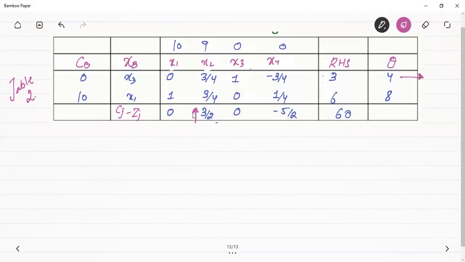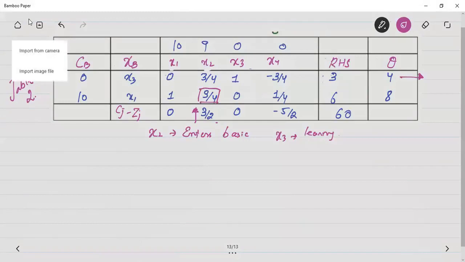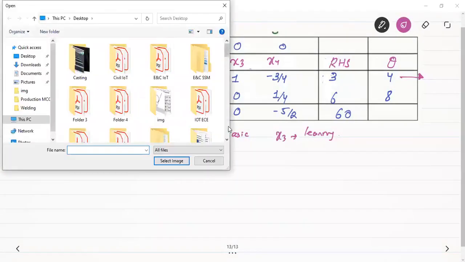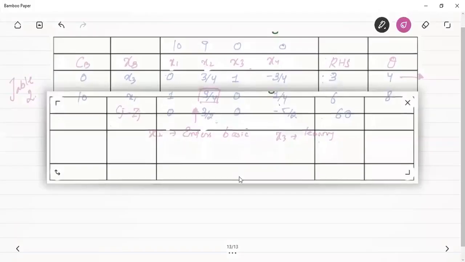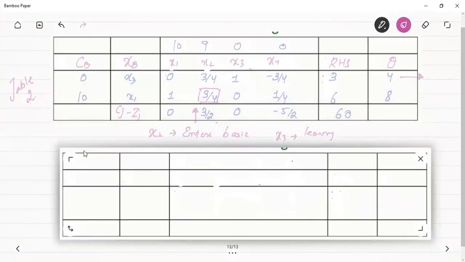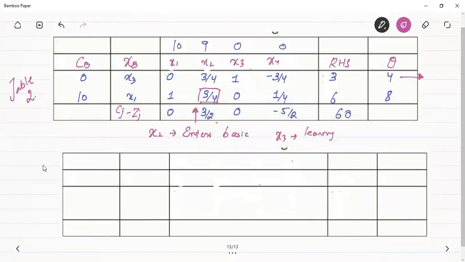Okay, x2 now becomes the entering variable and x2 enters the basis. And x3 leaving. And we can see that the pivot element is this. This is the pivot element. It helps us to develop the new row in the new table. Okay, now I am going to draw the table number 3. Already made it here. Okay, I will make the table number 3 here.